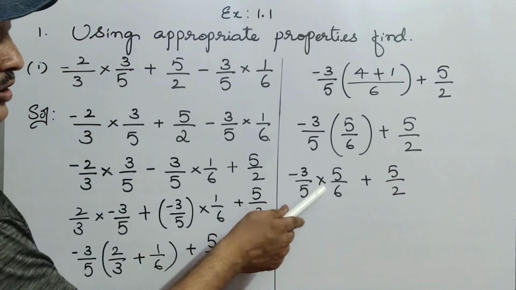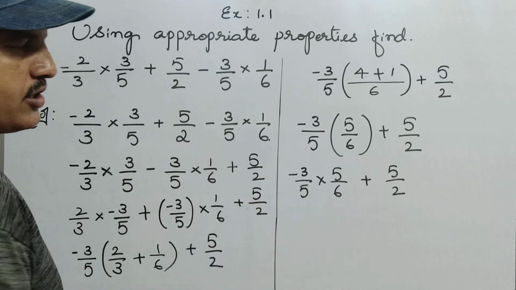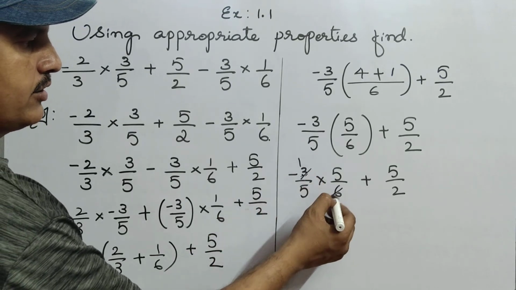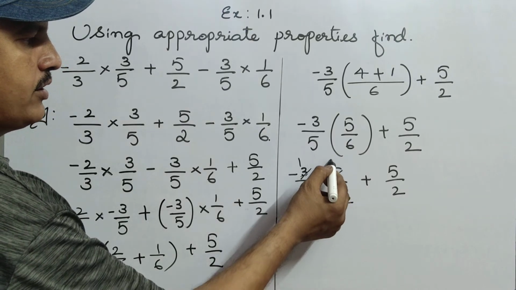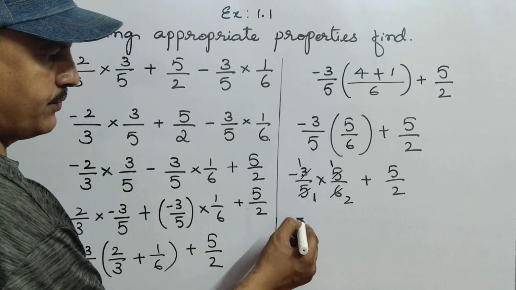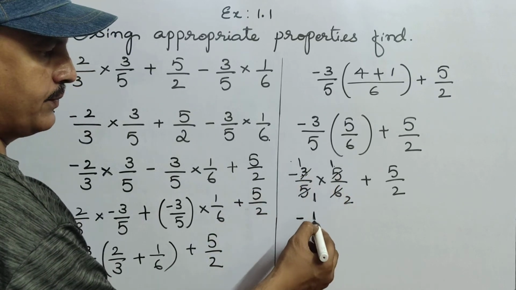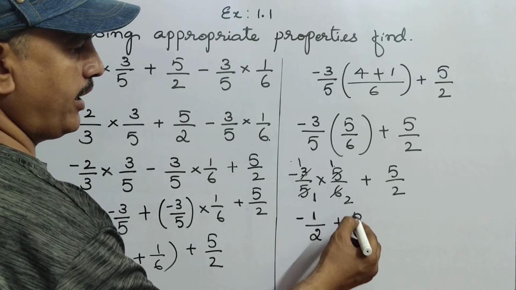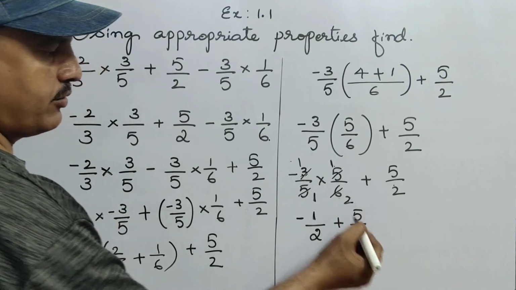Now this is into only. Now we can do cancellation if any cancellations are there. In 3 table 6 will come. 3 ones are 3, 3 2s are 6, 5 ones, 5 ones. So what is left here? Minus symbol. 1 ones are 1, 1 2s are 2. Plus 5 by 2. This plus 5 by 2.